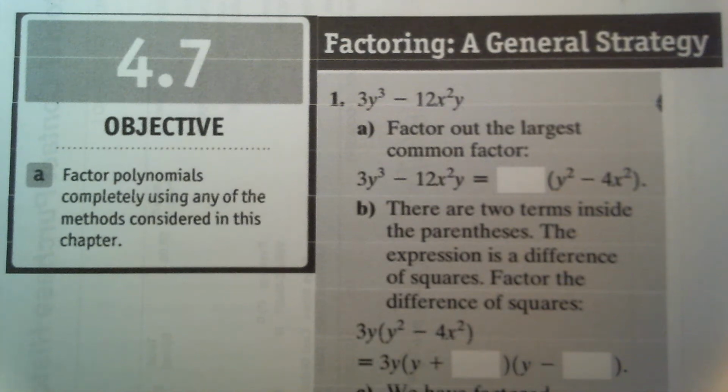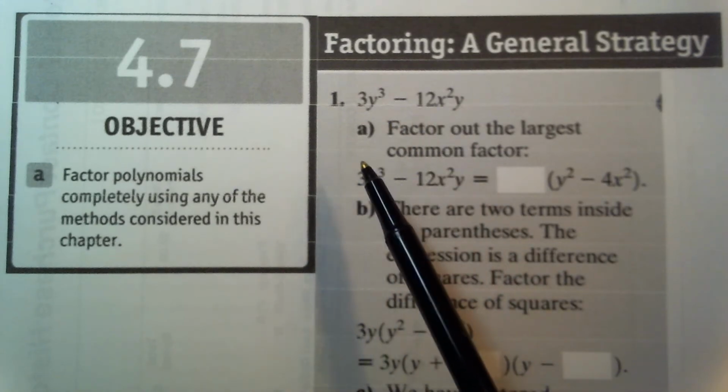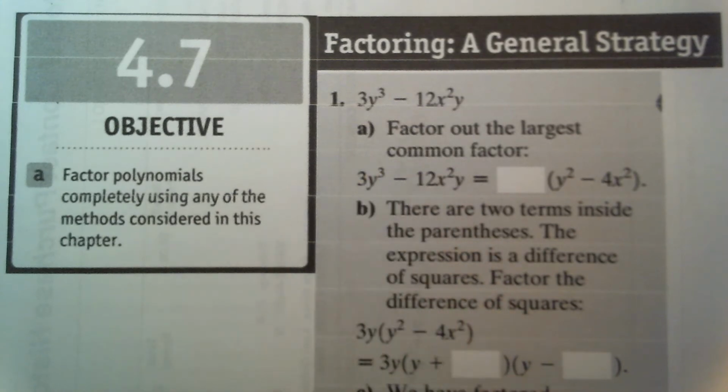Section 4.7 is a general strategy session here on factoring. And there's basically one objective, and that's to factor polynomials completely using any of the methods considered in this chapter. And as an example, we are looking at a polynomial here, 3y to the third minus 12x squared y.